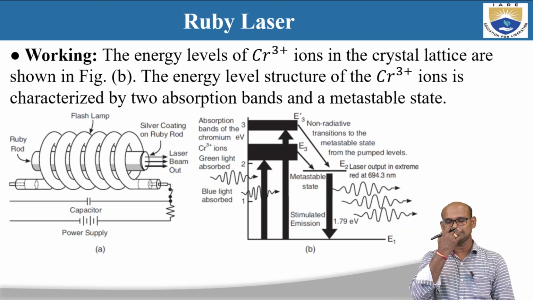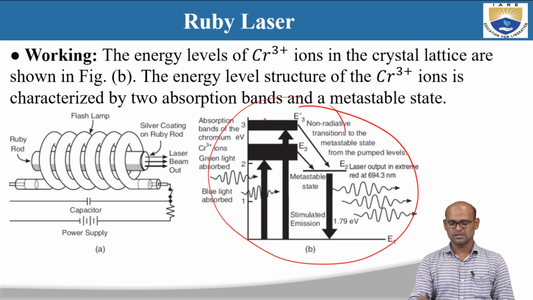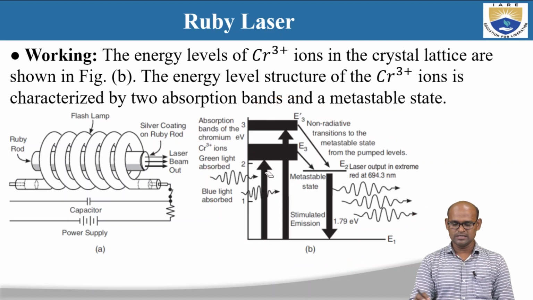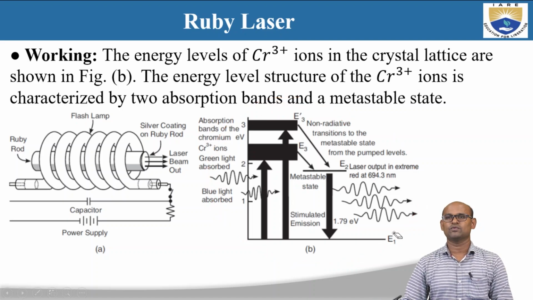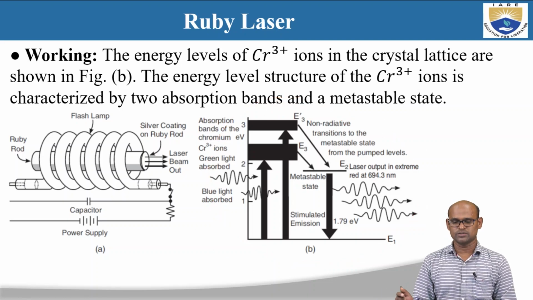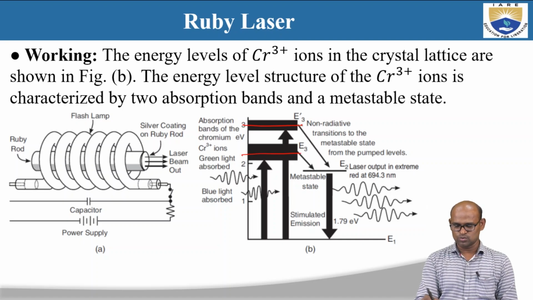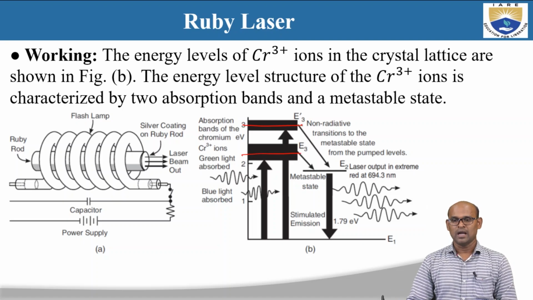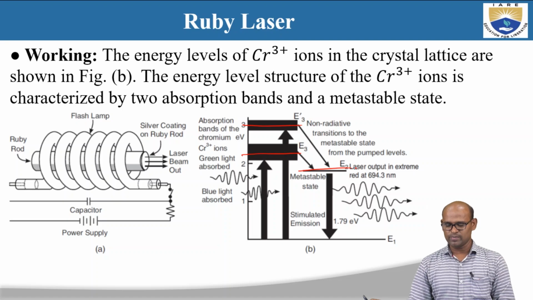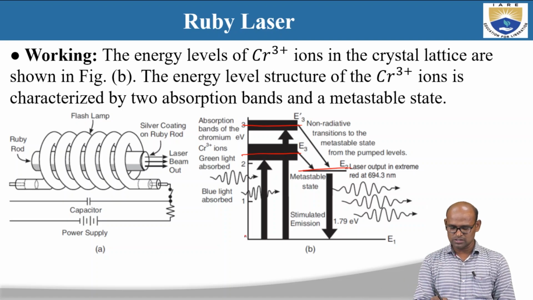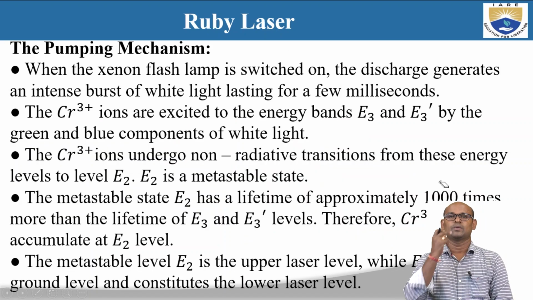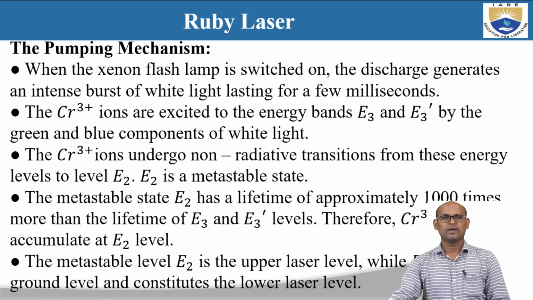These are the energy levels of chromium ions in the crystal lattice shown in the figure. The energy level structure of chromium ions is characterized by two absorption bands and one metastable state. E1 is the ground state, E2 is the metastable state, and E3 and E3 prime are the absorption bands and normal excited states. Now, the pumping mechanism.